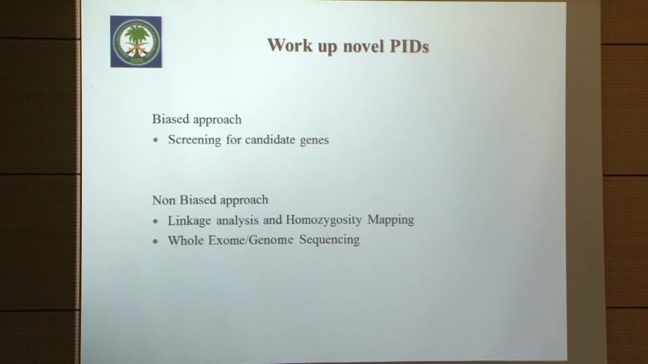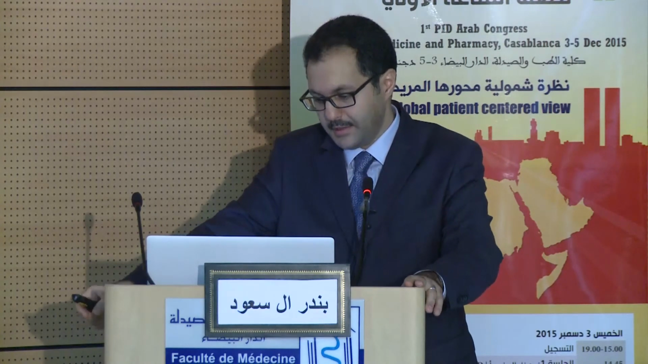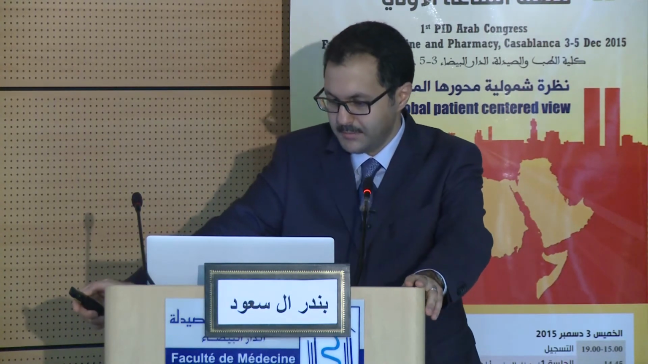In general, if you work up a novel PID, the biased approach is to go directly to the affected genes and look for the candidate genes. The non-biased approach is linkage analysis, and in our families, because of their branching and big families with more than one affected, you have a chance to do linkage analysis for homozygosity mapping. And then you have whole exome and whole genome sequencing.